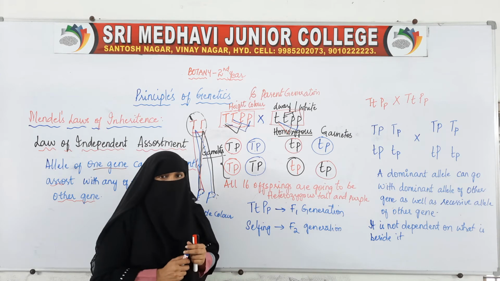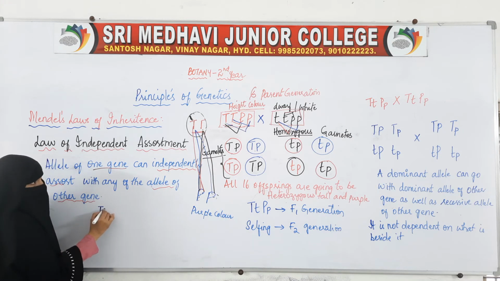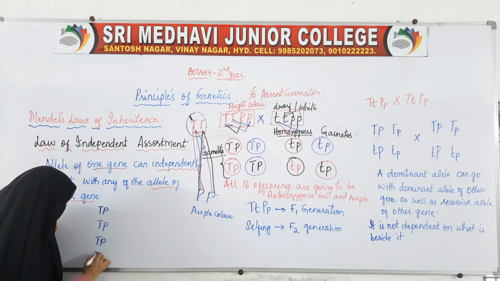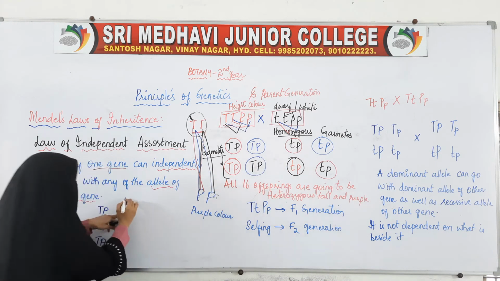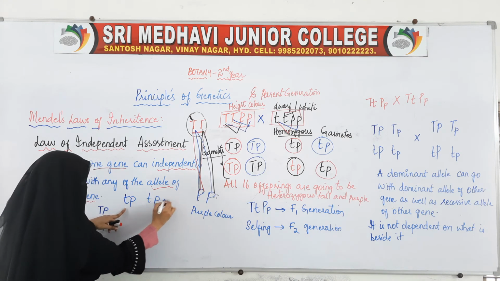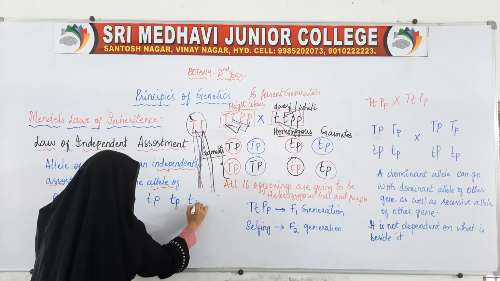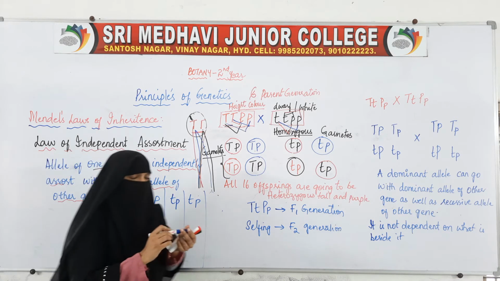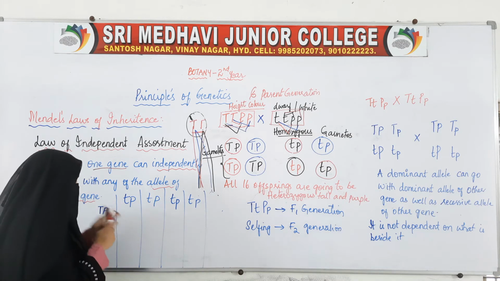Males will be taken on one side when we plot it in the Punnett square. For example, these four are the gametes. Now I'll write this: T, P, T, P, then T, P, T, P. So these four on one side, and here I'll write on this side: T, P, T, P, T, P, T, P. We have already said that when we make a cross, gametes of male will be placed at one side and gametes of female will be placed at another side. So make a cross here.